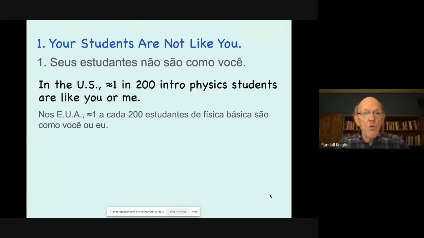So what worked for us when we studied physics is not necessarily good advice to the typical student in your class. I don't know what the statistics are in Brazil, but in the United States, only about one in perhaps 200 students in an introductory physics class at the university you might think of as more or less like younger versions of you or me, in the sense that they're eventually going to get an advanced degree in physics or some other related science. The corollary, of course, is that 99.5% are not. And so trying to relate our experience, where we had difficulties or what we found easy in learning physics, to the more typical student is usually not going to be very effective.